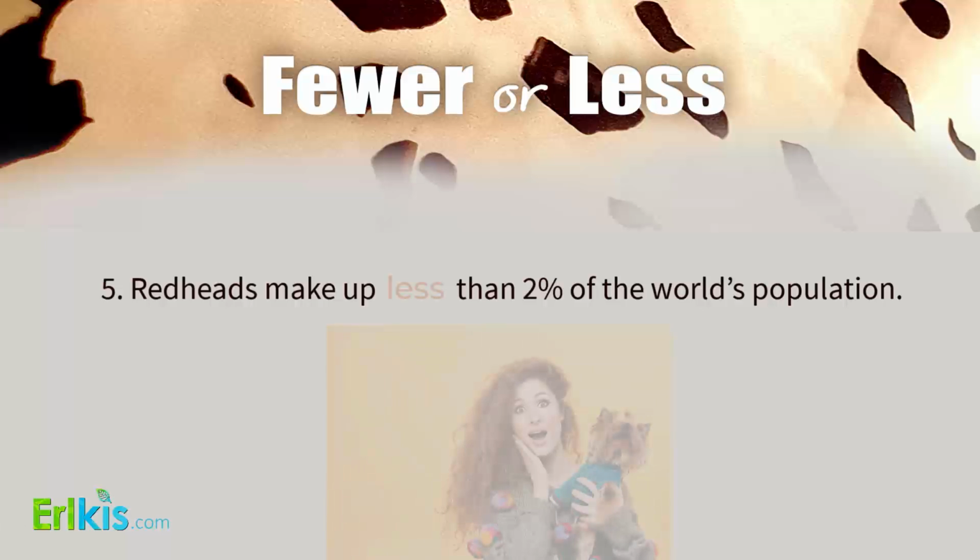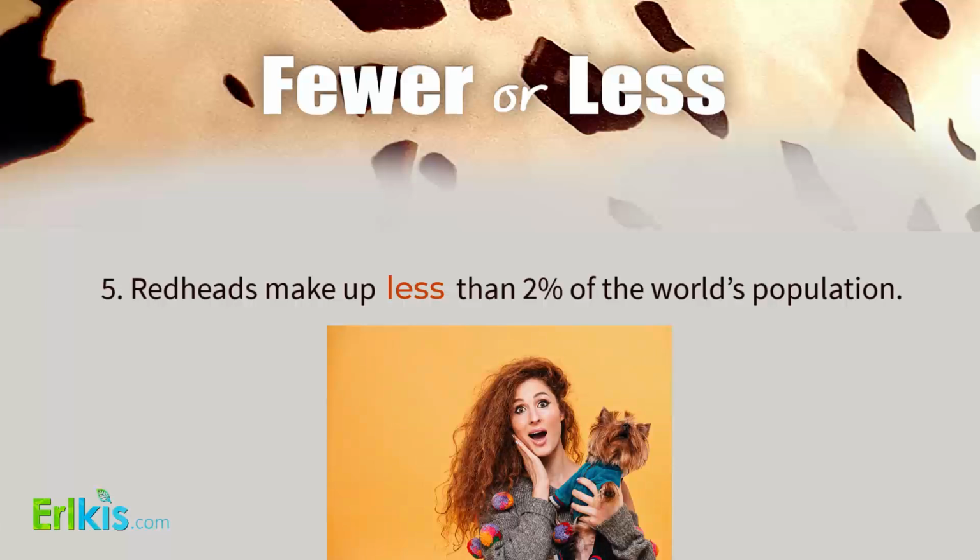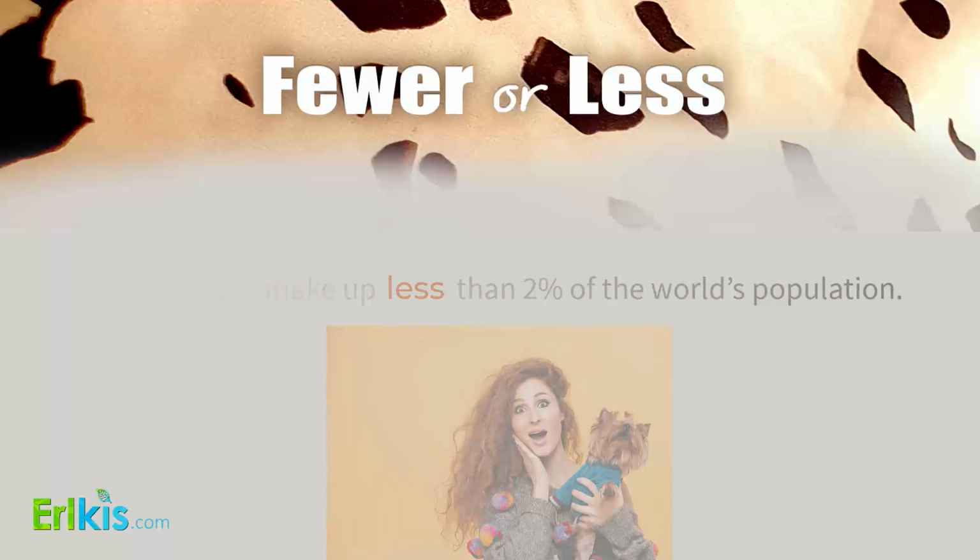Number 5. Redheads make up something than 2% of the world's population. And the answer is less. Yes, and because we say less than, pretty much because we can see a percentage here. And also, population itself is both countable and uncountable, but when we're talking about the world, we're talking about a singular concept, therefore it is uncountable.